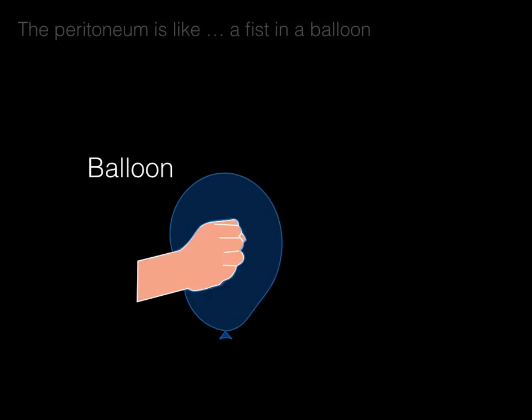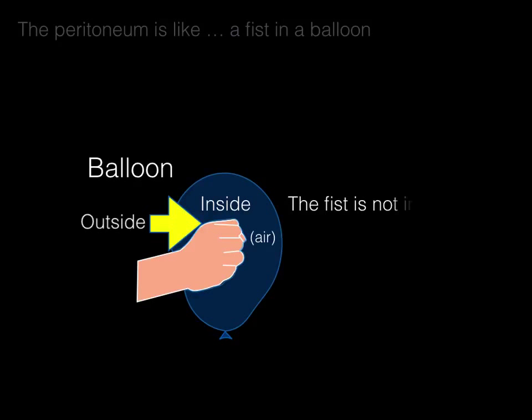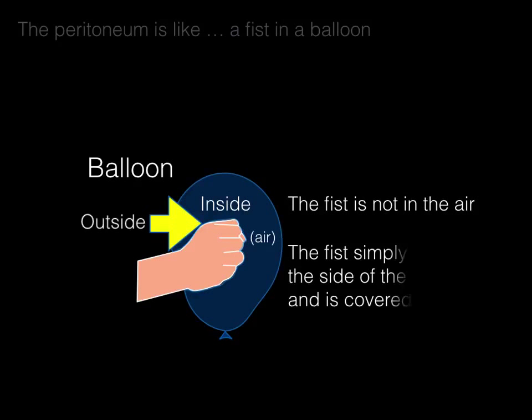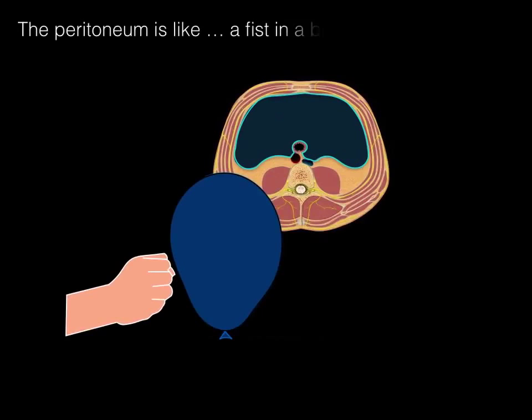What the what? Because what happens now is we see that inside the balloon is air. But look, if we trace along the outside of the balloon and see the fist going inside, the fist is not in the air. The fist simply pushed in the side of the balloon and is covered in plastic. Okay? So the peritoneum is like a fist in a balloon, where there's a balloon and there's the peritoneal cavity.